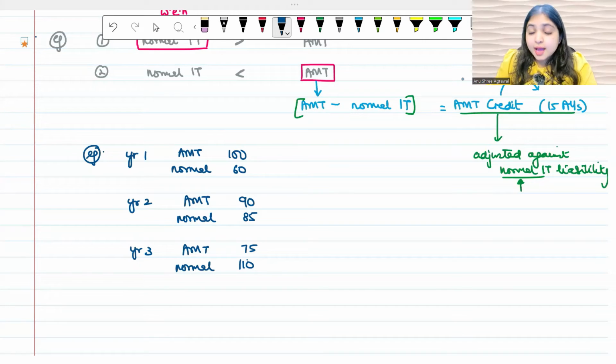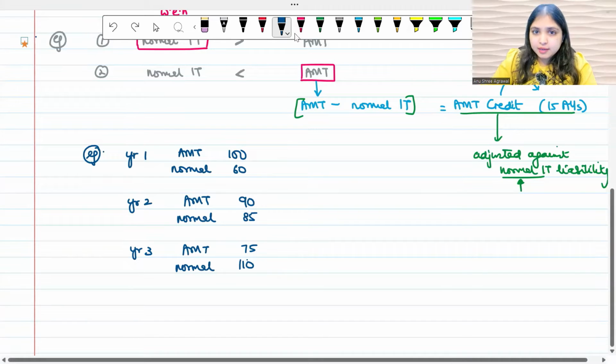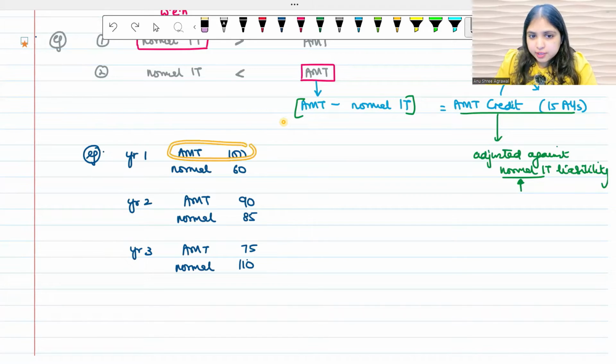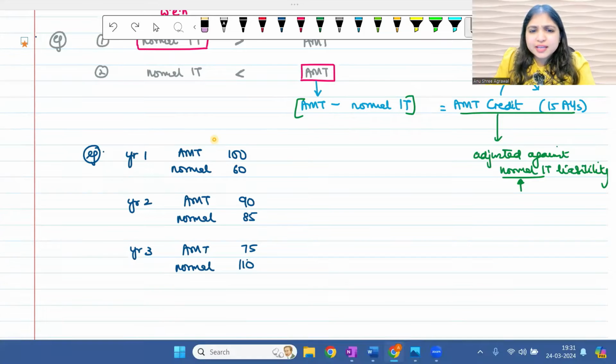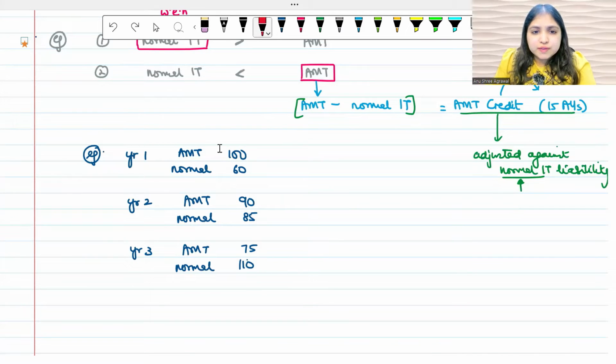Look at this, guys. I've put an example for you over here. Let's say in year 1, the AMT was 100 and the normal income tax was 60. So which of the two will the assessee pay? The assessee will pay whichever is higher, right? So clearly which is higher? AMT is higher. So we will ask the assessee to pay AMT of 100.